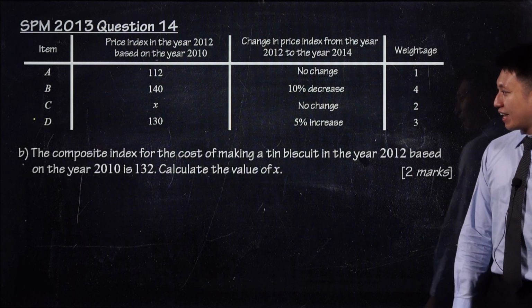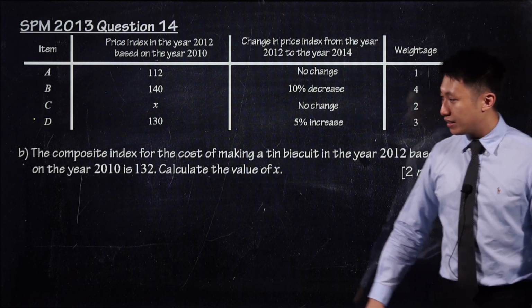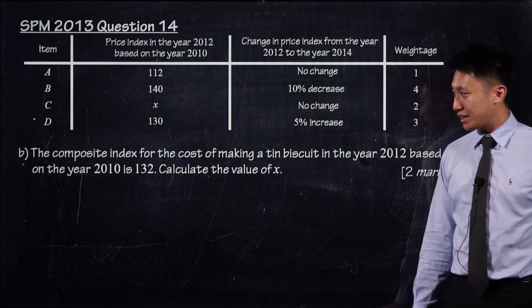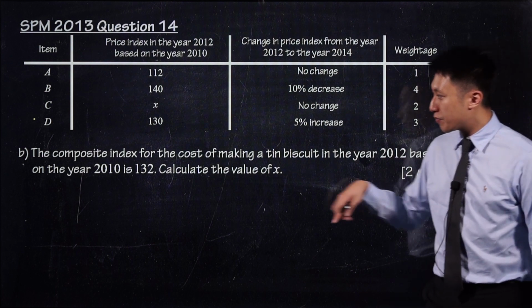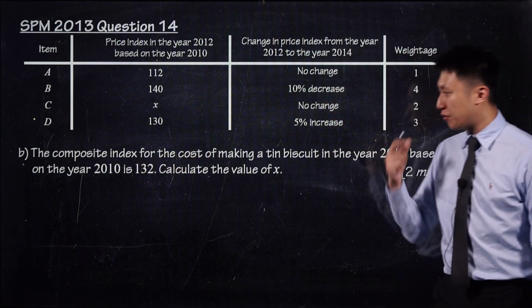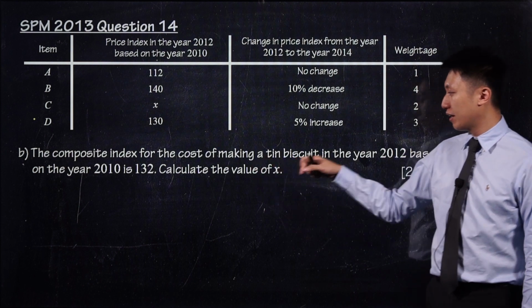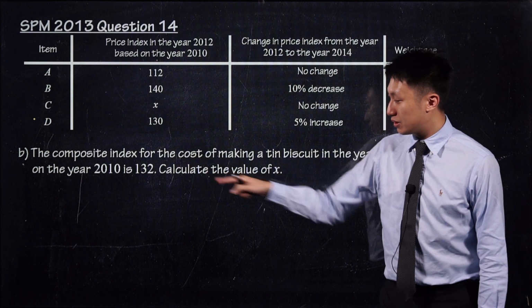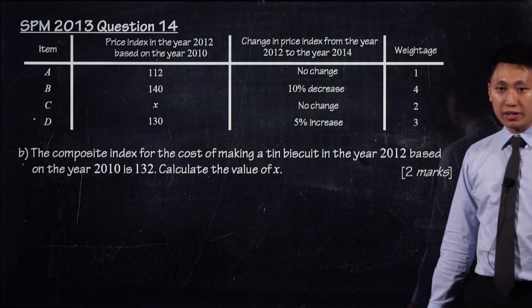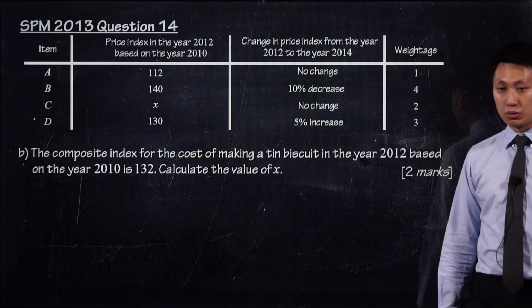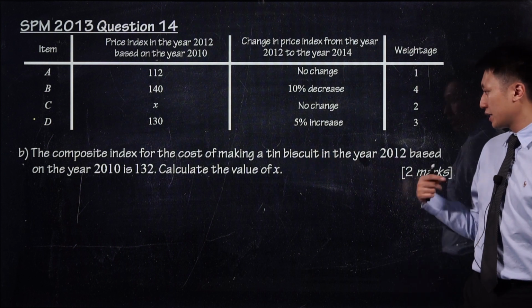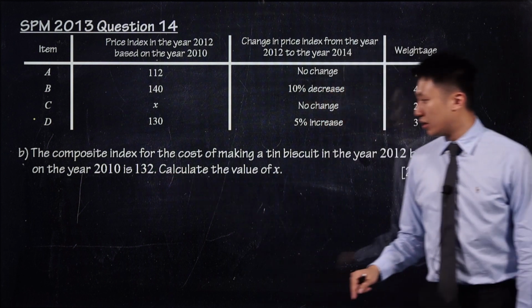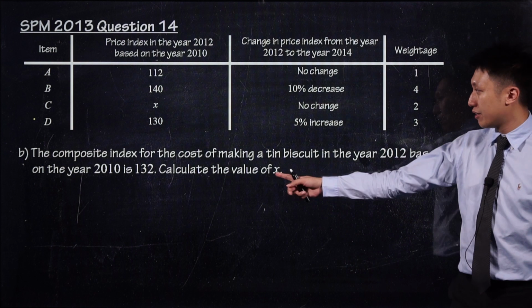Okay, next. So this is another part already. So you expect a little bit of difficulty here. So the composite index for the cost of making a tin of biscuit in 2012 based on the year 2010 is 132. Calculate the value of X. So now you have the composite index is 132. Then you want to calculate the value of X.